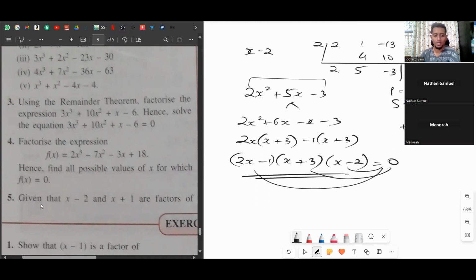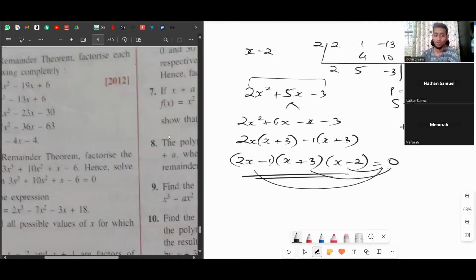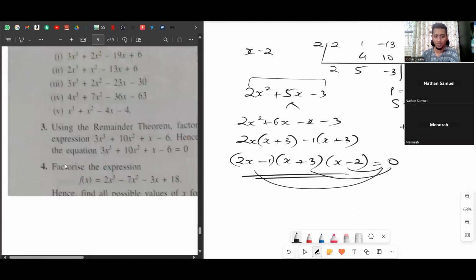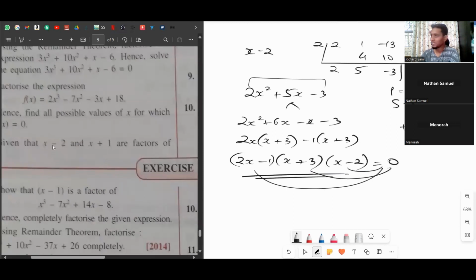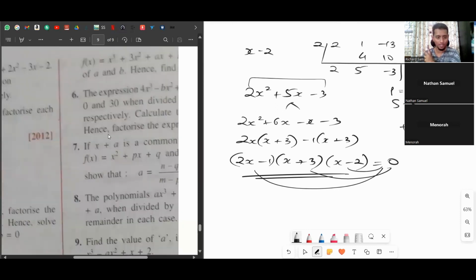Next, given that x minus 2 and x plus 1 are factors. Okay, so they've given 2 factors. Before even going there, according to remainder theorem, what we can say, since x minus 2 is a factor, f of 2 is equal to 0. And here, since x plus 1 is a factor, okay, so we already have 2 factors.